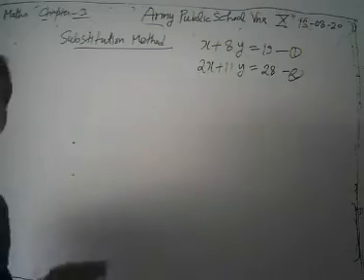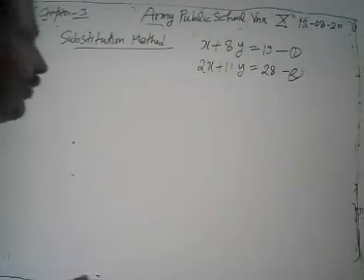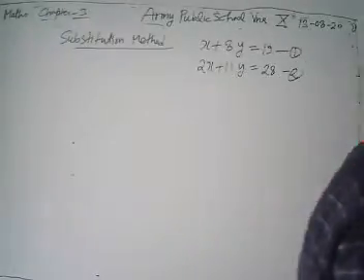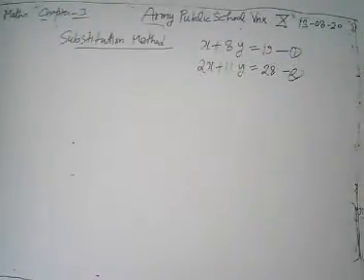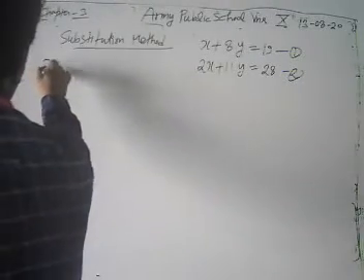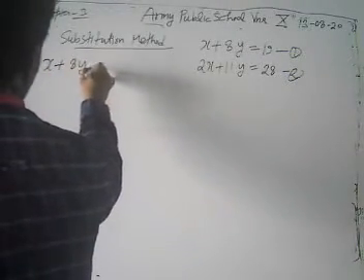We have just 3 steps there. What are our 3 steps? First of all, we have to represent any one variable in terms of the other variable. We are going to take equation 1: x plus 8y is equal to 19.